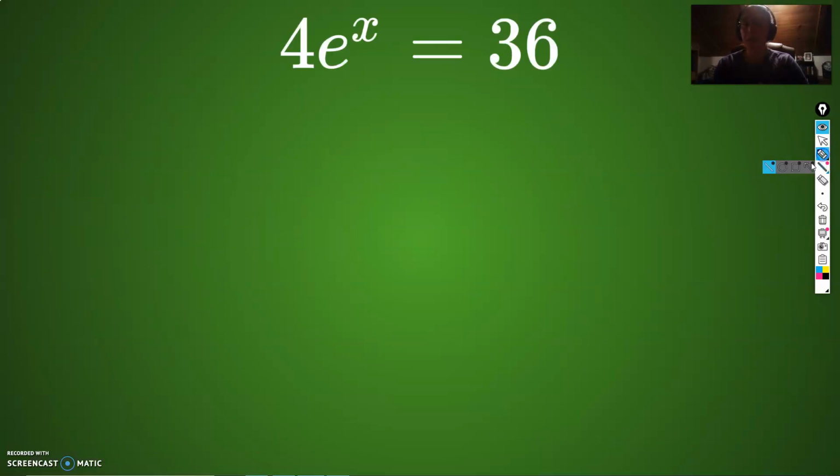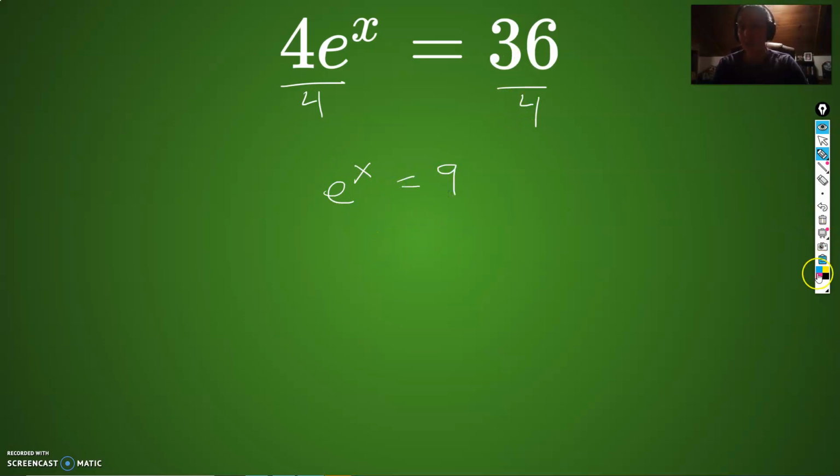So the first one, how do we solve for 4e to the x equals 36? Well, the first step was isolate the exponential, which means we're going to clear out the garbage. So the first thing we're going to do is divide everything by 4. So this will be e to the x. 36 divided by 4 is 9.